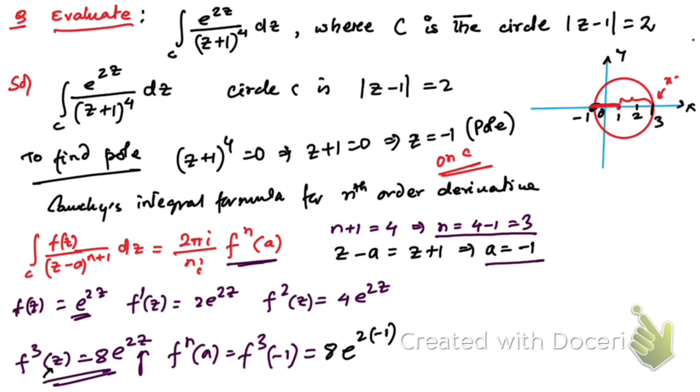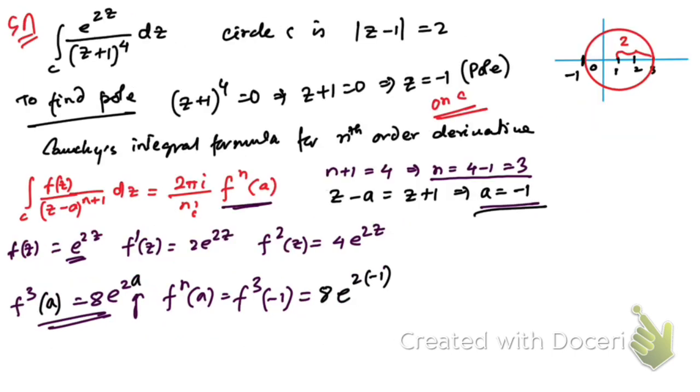So hope you have understood this. Here you can see, if you replace z by a, then it's going to be a, so a is minus 1, right? Hope you have understood. Now let me copy all these things, and let me go to the next slide.